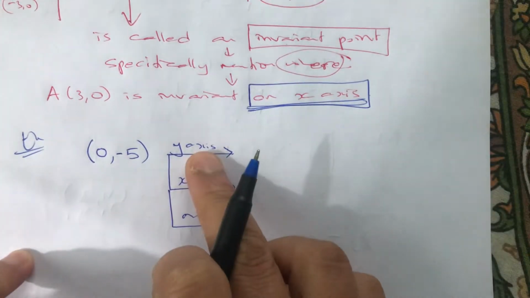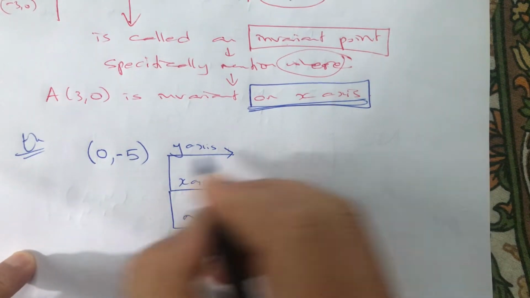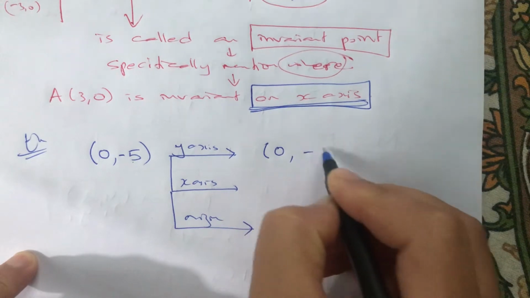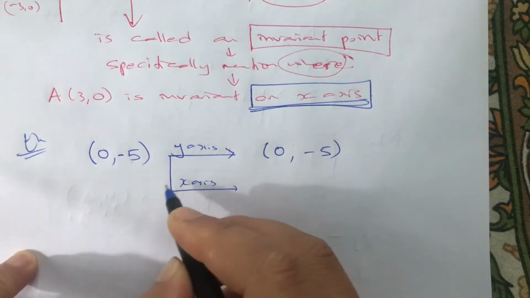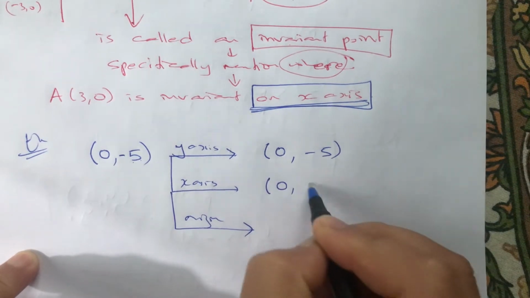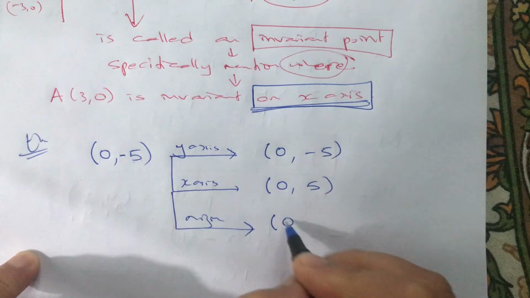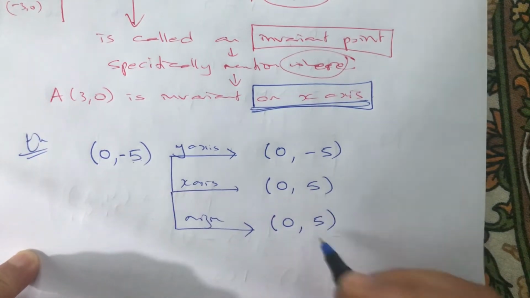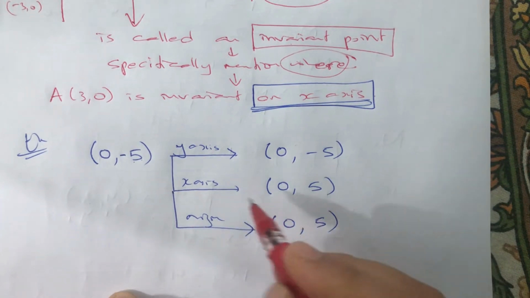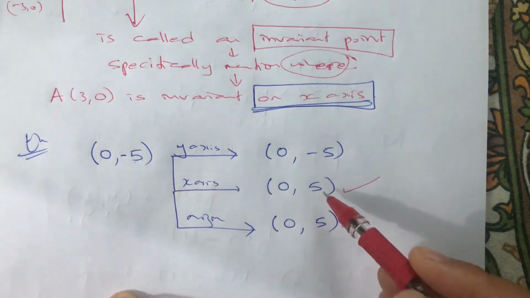So for the y-axis, what happens? The y remains the same, x changes. So y remains the same means this will remain as it is; x changes, but x is 0, so the sign does not change, so we're getting this. Now what about the x-axis? In the x-axis, x is the same, the sign of y changes. In the origin, both change, but 0 is 0 only, and this is -5. Now it becomes 5. Now if you look carefully, the (0, -5) is changing here, because it is -5, we're getting plus 5.